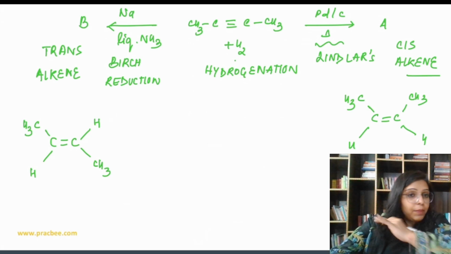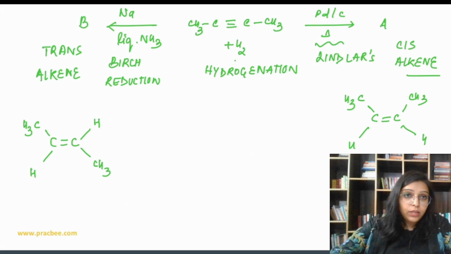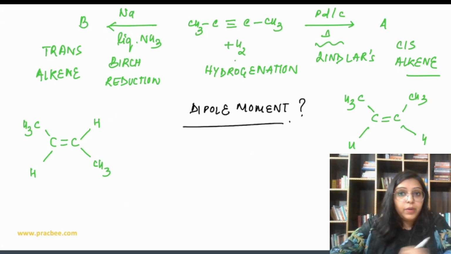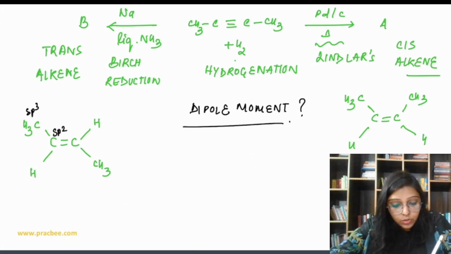Now, in order to find out any property, what you need to check is the dipole moment. You have to find out the dipole moment first. So see, this is an sp2 carbon, this is an sp3 carbon. The doubly bonded carbon is sp2. The sp2 carbon is more electronegative, right?